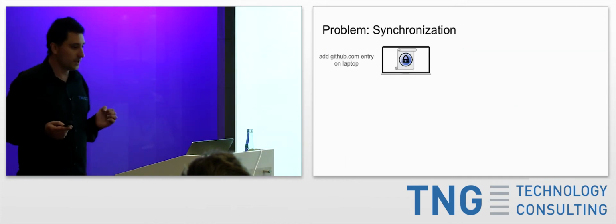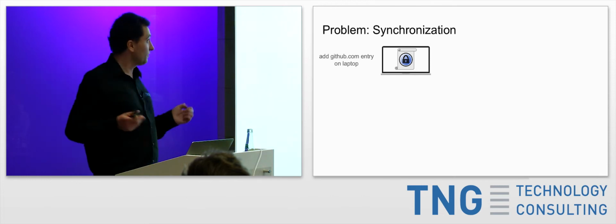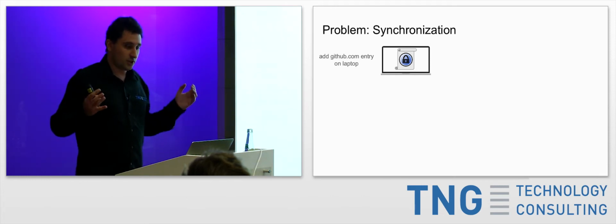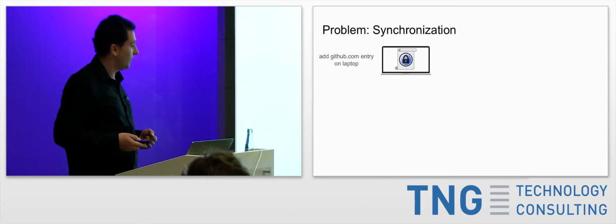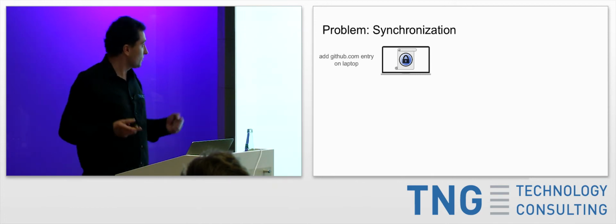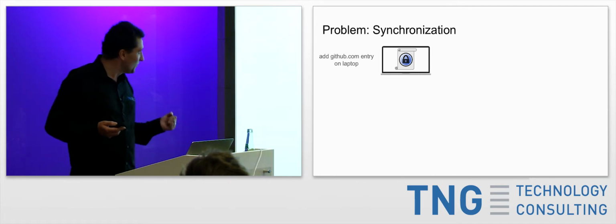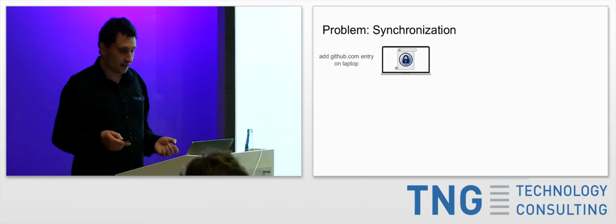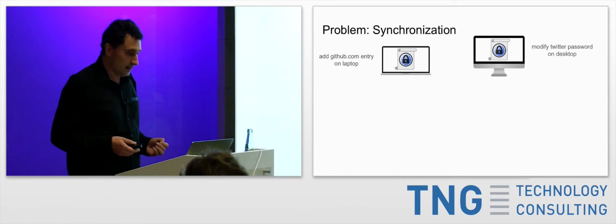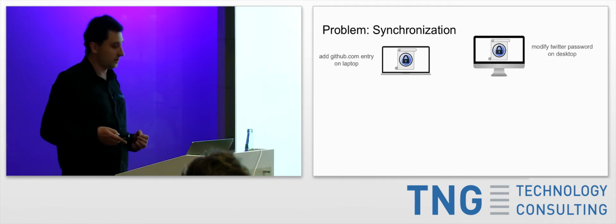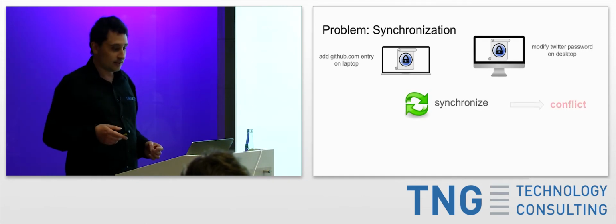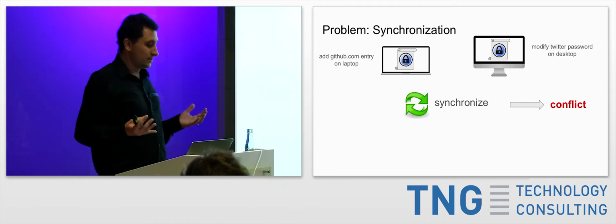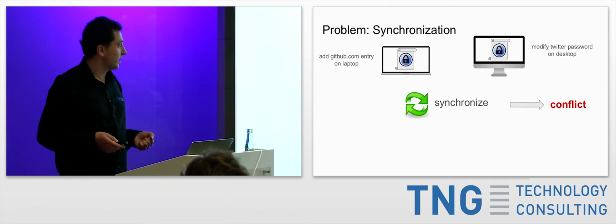And the other problem for me was synchronization. So consider the following scenario. You just have created a new GitHub account and you store your newly created credentials on your laptop. Just in the afternoon, you figure out, okay, I should change my Twitter password, and you do this on your desktop, and then you synchronize and you have a single file, and it's not easy to basically resolve that conflict.